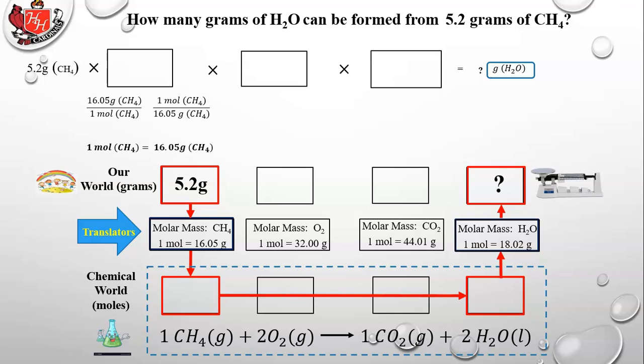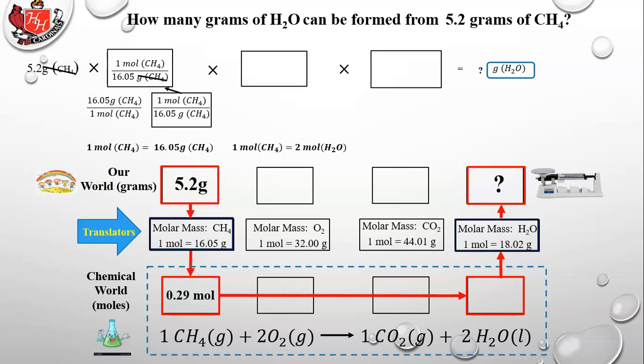So the one that's going to make that cancel out is the one with grams of CH4 on the bottom. So it's going to be this one. So we put it up there. Grams of CH4 cancels with grams of CH4. So now what we have is 5.2 times 1 divided by 16.05, and since the only units you see there that haven't been canceled are moles of CH4, that will tell us how many moles of CH4 we have. And you can go ahead and put that down in the box there for CH4.